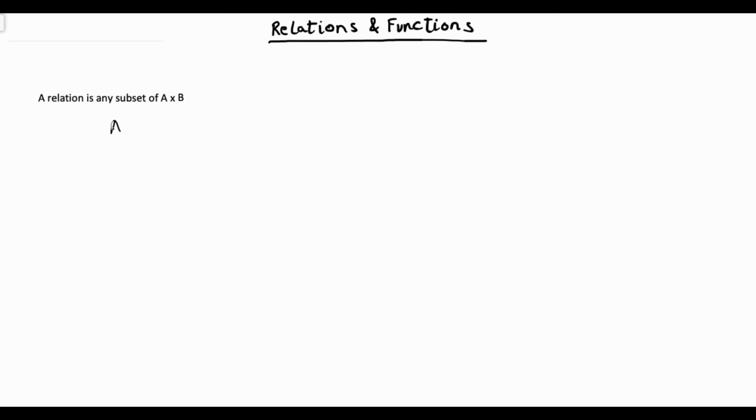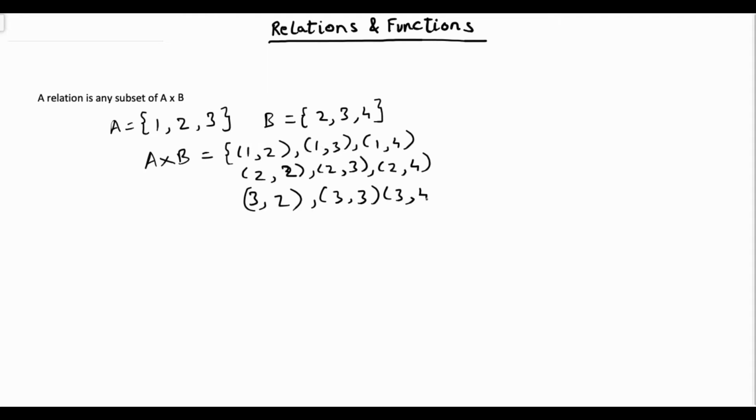Suppose we have A as 1, 2, and 3, B as 2, 3, 4. Now the Cartesian product A cross B is 1, 2, 1, 3, and 3, 4. So how this works is that every element of A is mapped to every element of B. 1 to 2, 1 to 3, 1 to 4, and then 2 to 2, 2 to 3, and so on for every element of A.